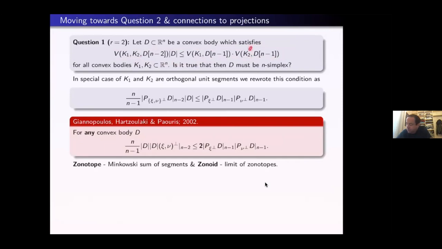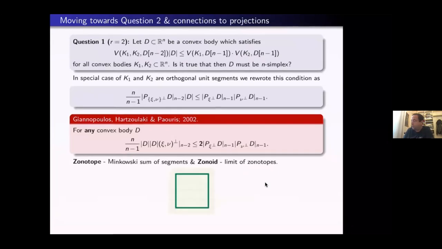And you remember we discussed that mixed volumes are linear with respect to one element. And so you can start adding those inequalities, adding those segments. And when you add them, you come to use something very, very popular in geometry, so-called zonotopes or zonoids. So a zonoid is just a limit of zonotopes. And what is a zonotope? It's simply a sum of segments.